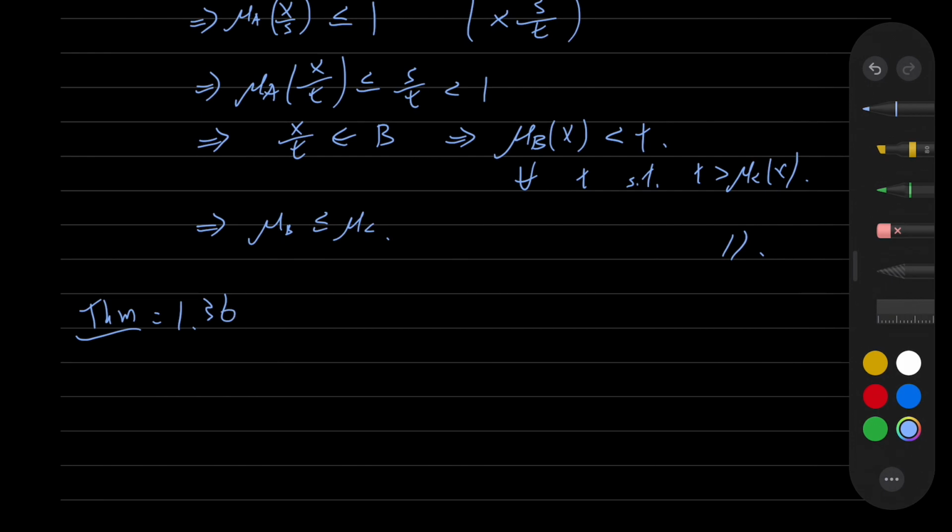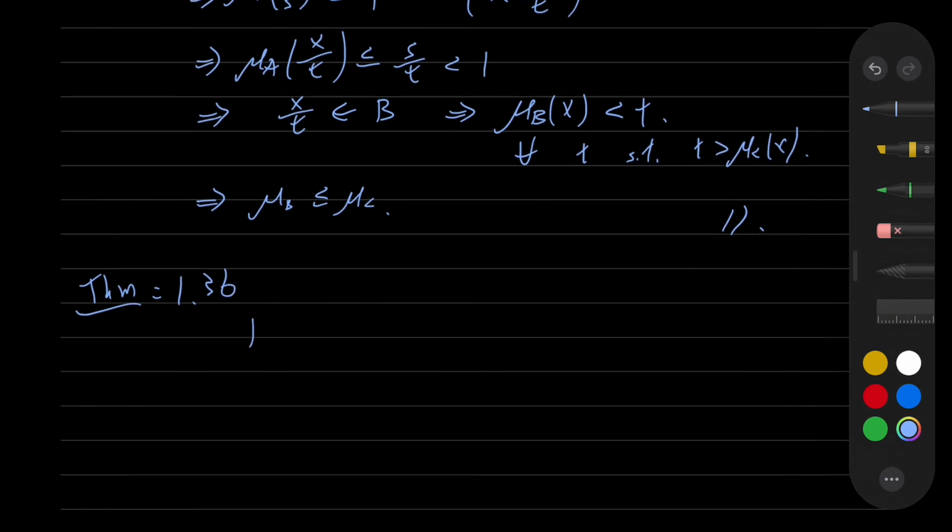So theorem 1.36. We have a local base that is convex and balanced. And because it is a local base, every set is absorbing. So this is a trivial absorbing. We don't need this condition because it holds automatically. Local base.